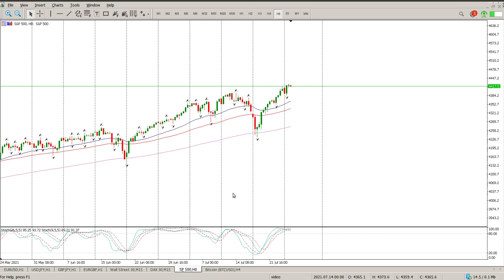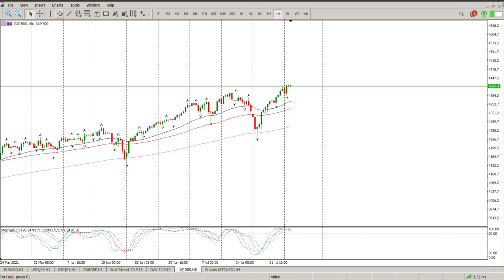Today you do have Alphabet, both Alphabet companies. You've got Microsoft and Apple, and then you have Visa as well. So that's a sizable chunk of the market cap in the S&P, just in those 5 stocks.